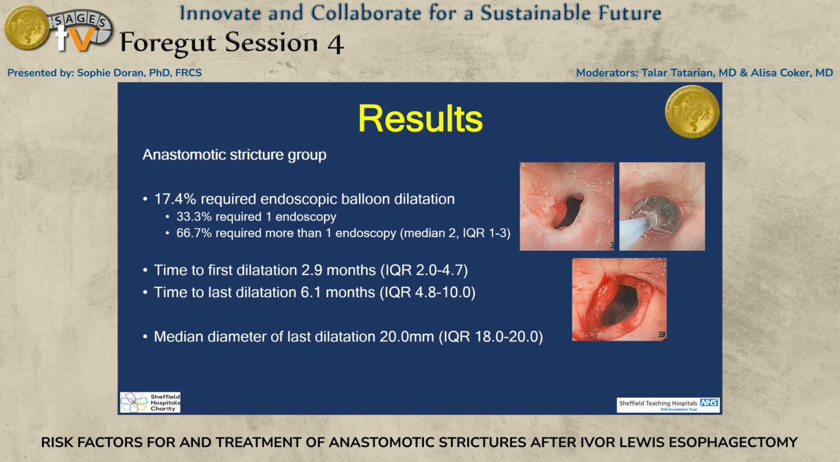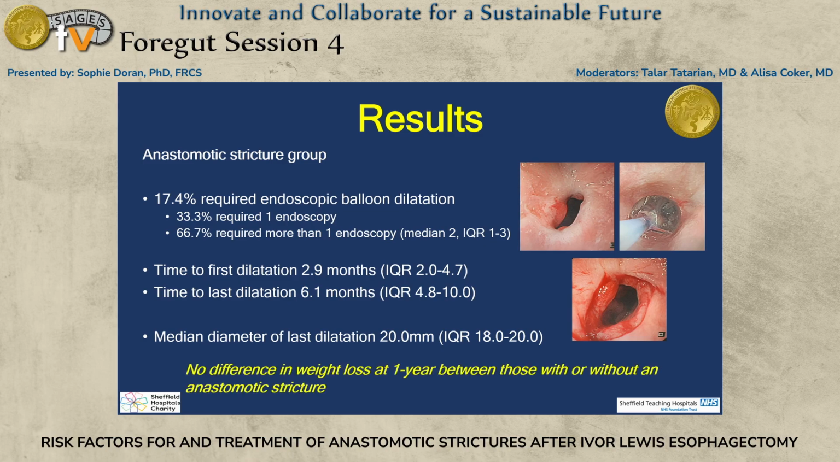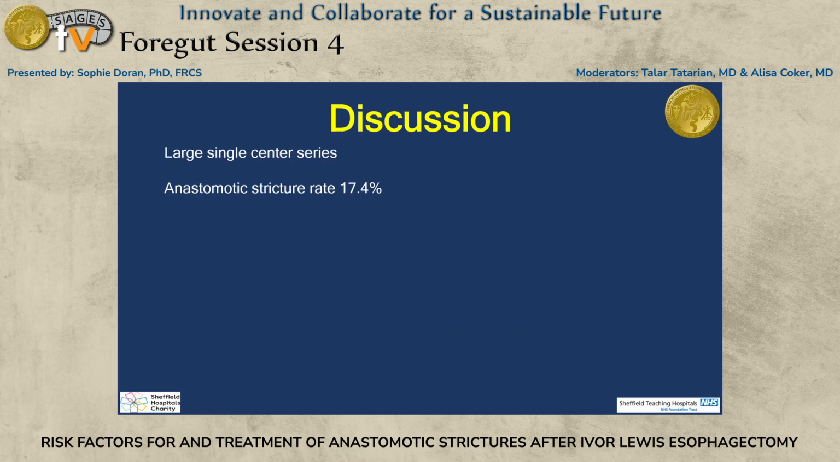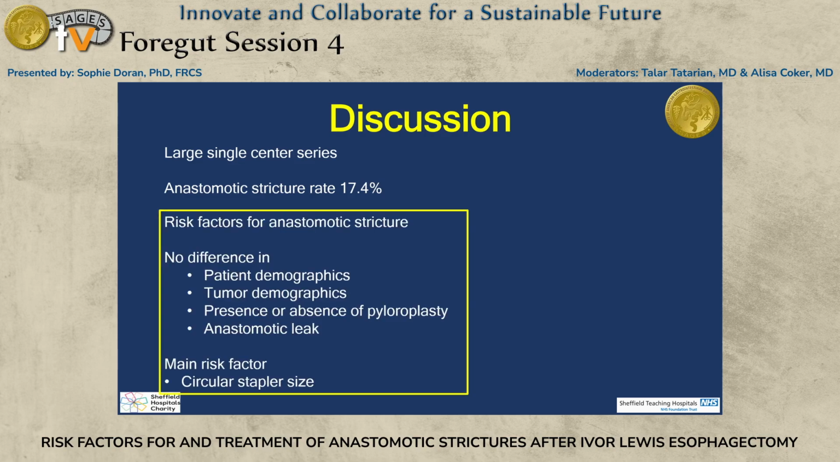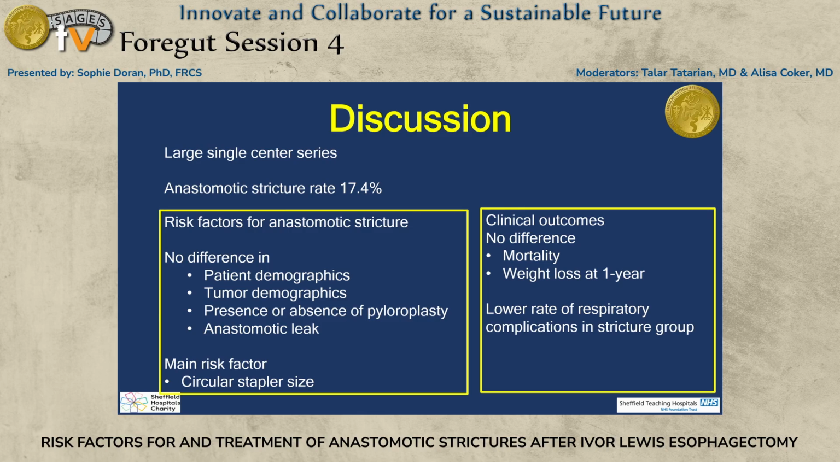There were no complications relating to endoscopic balloon dilatation of anastomotic strictures, and I emphasize again, there was no difference between the stricture and no stricture group at 1 year in terms of their weight loss. So to summarize our results, we demonstrated an anastomotic stricture rate of 17.4%, and in our cohort, the only risk factor for anastomotic stricture development was circular stapler size. We didn't find a difference in terms of clinical outcomes, and really I think that makes sense.